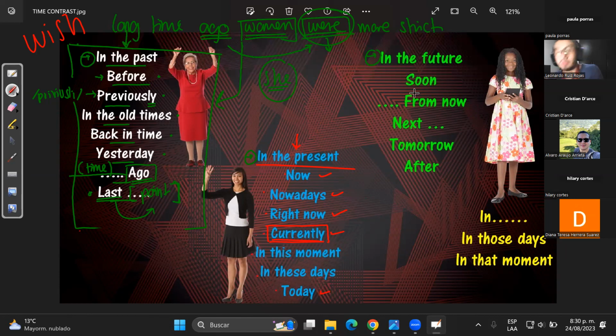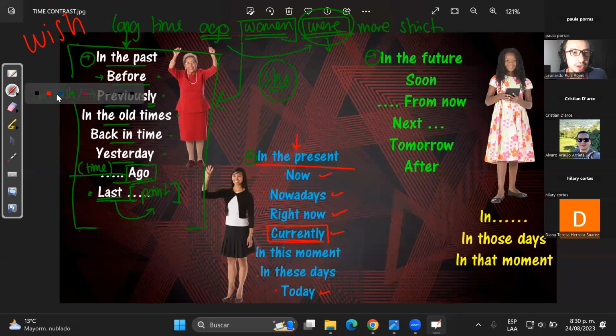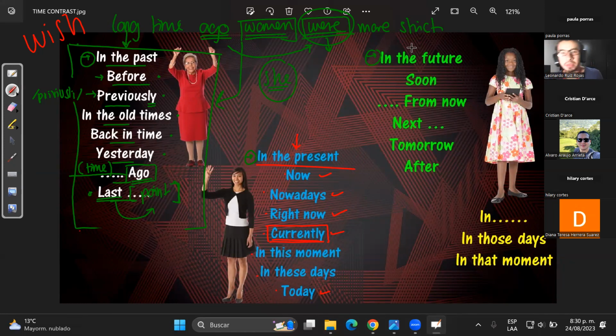Ready? And now, of course, we have the other ones which are for the future. So, a ver, Paula, help me to read here the column of the future. In the future: soon, from now, next, tomorrow, after. Good. Pronunciation of this one? Soon. Very good. Recuerden que el diptongo doble O suena como u, right? Soon. Entonces, soon, very good. From now, next, tomorrow, and after.